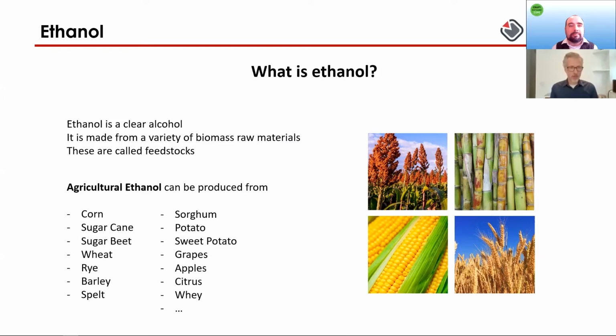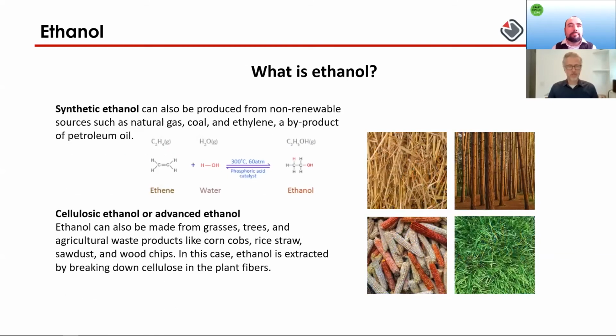One I want to pick out here is whey. Whey in fact is a byproduct of cheese production. Whey contains about 45% lactose, and that's enough to start fermenting and to produce ethanol. Notice the header, it says agricultural ethanol. There are more styles of ethanol. I will cover these for completion, but won't go too much in detail about these.